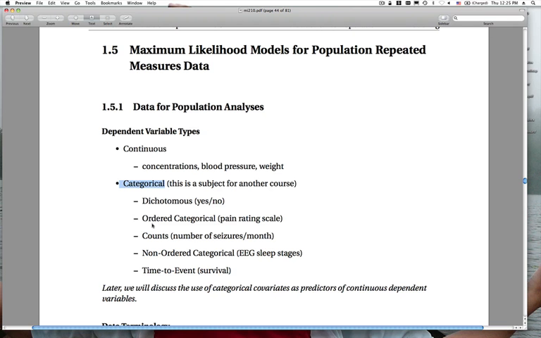And then also time to event type measures, such as survival or time to the occurrence of some event of interest, is also a common clinical outcome. But again, these are all viewed in a different categorical or probabilistic sense that requires a different specification of the likelihood function than the continuous type endpoints that we're going to deal with in this course. Keep in mind, however, that even though we're not going to deal with categorical data as the dependent variable, we will discuss the use of categorical covariates as predictors of the continuous dependent variables.